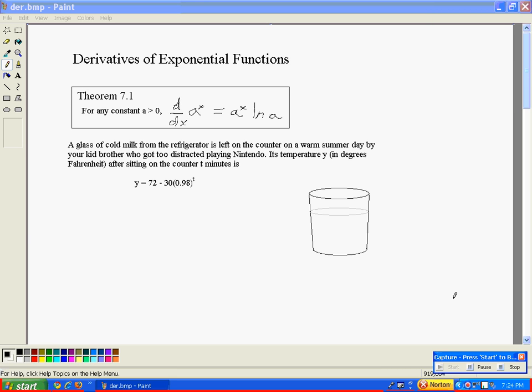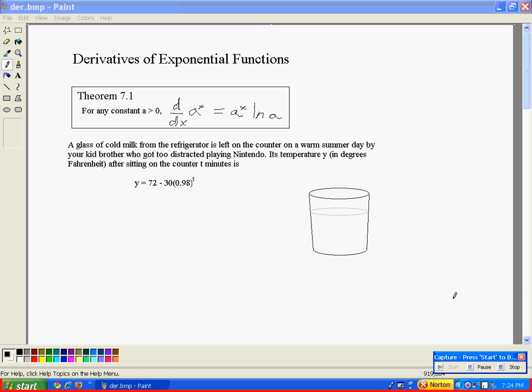Alright, derivatives of exponential functions. I'll address the rules in part 3 actually, because what I want to do is get you aware of the meaning behind this. What does this mean? What does the math mean? So let's take a look at an example.